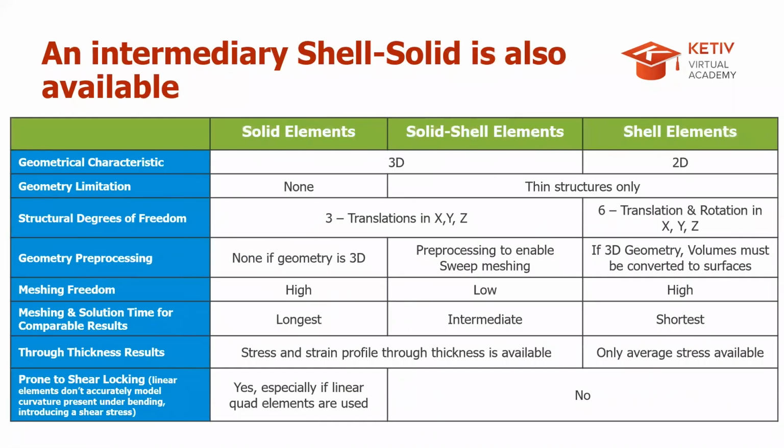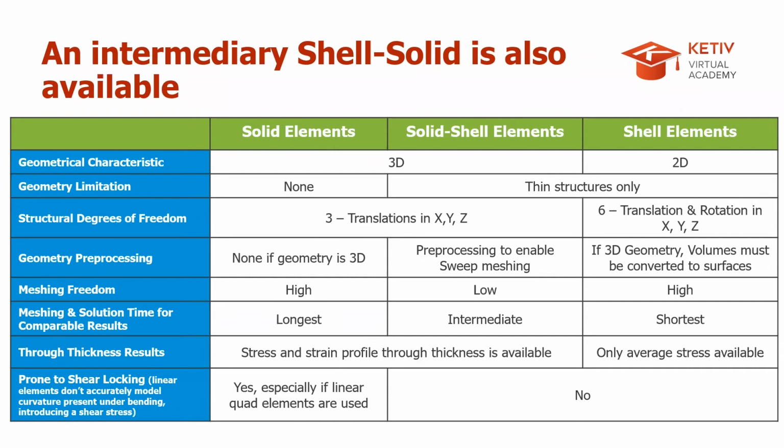So in addition to a shell element, there's another body called a solid shell element that is in between solid elements and shell elements. It is a three-dimensional element. It's also intended for thin structures only. It has the same structural degrees of freedom as the solid element, so it's a little easier to work with from a contact perspective. But a solid shell element is required to be mesh sweepable.